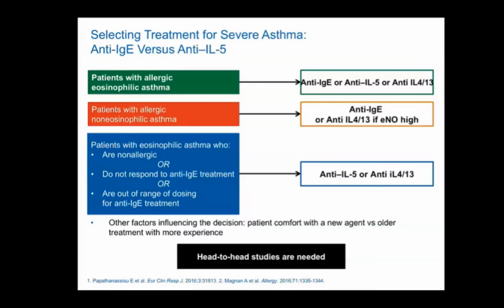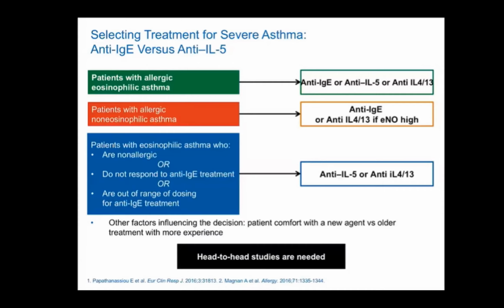So in our severe asthma patients, how do we think about it? We have patients with allergic eosinophilic asthma. We have patients with allergic non-eosinophilic asthma. We have patients who are non-allergic or do not respond to anti-IgE treatment and have eosinophils. So any of these charts, I think, you just have to think them through. If you've got eosinophils, you're going to get an anti-IL-5 or anti-IL-5 receptor as your first choice. If you have a mixture, you're going to think about Dupi, which is an anti-IL-4, anti-IL-13.